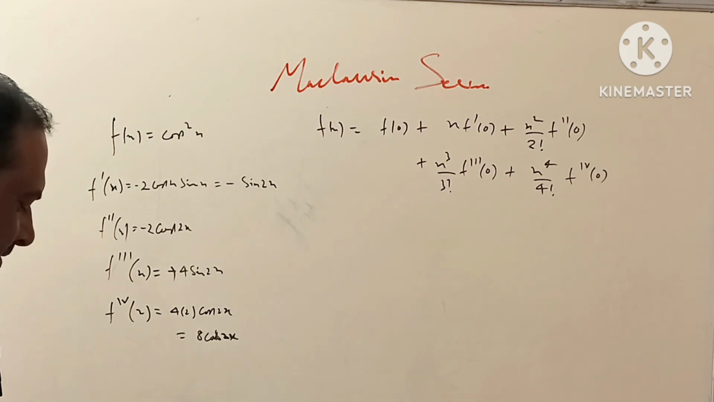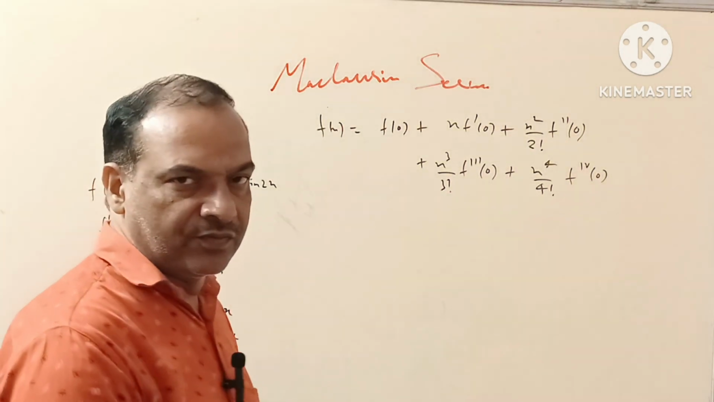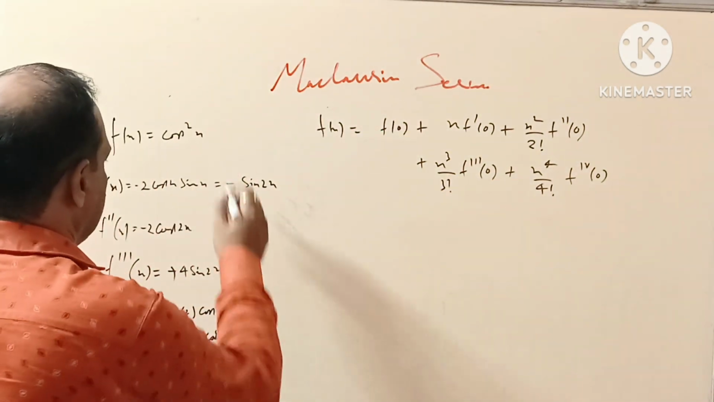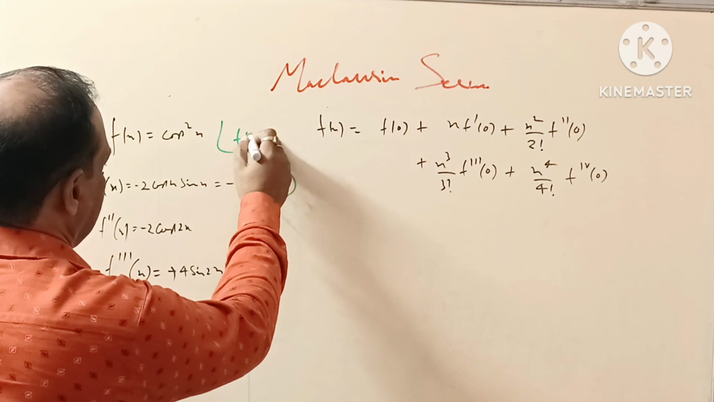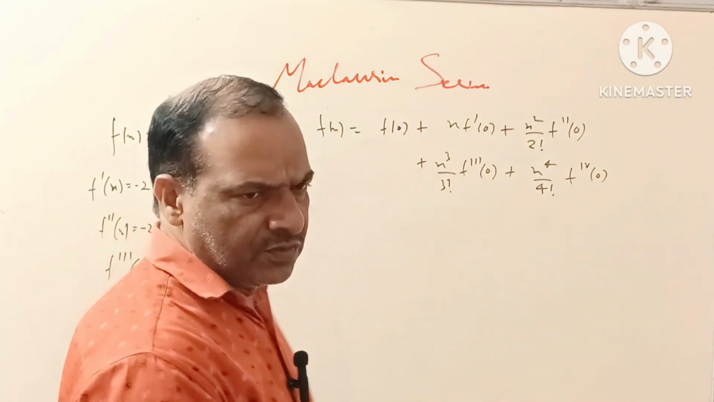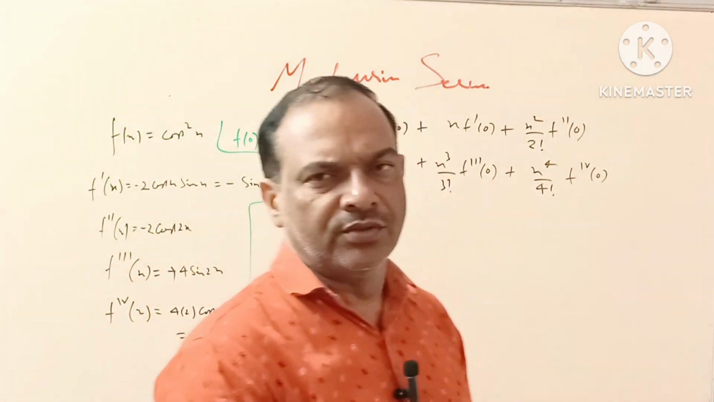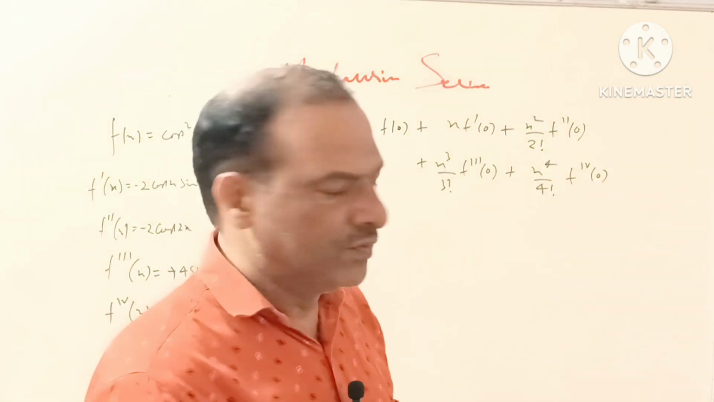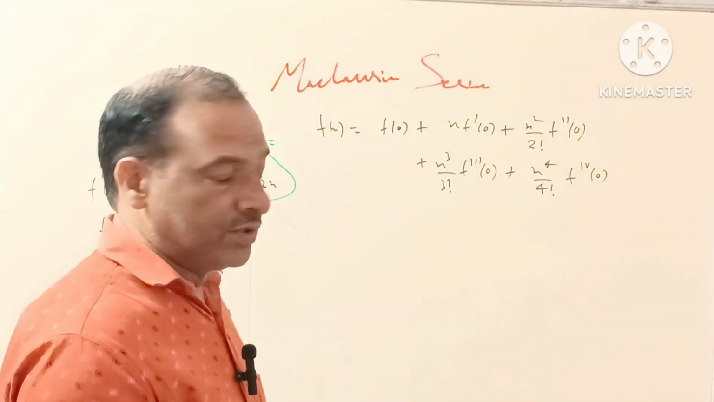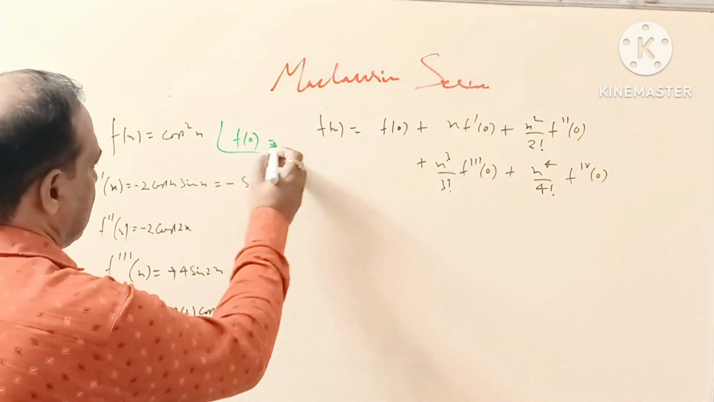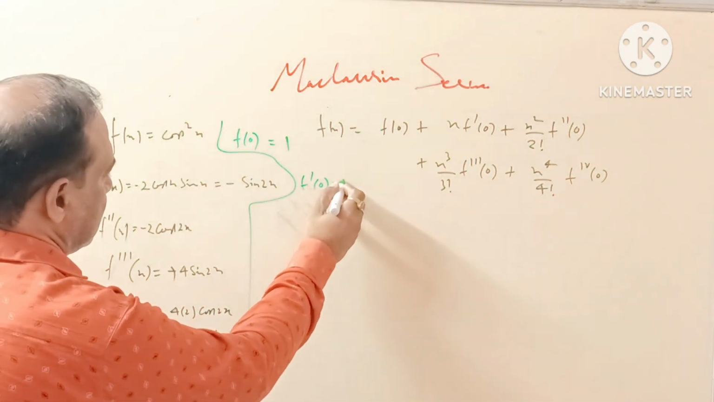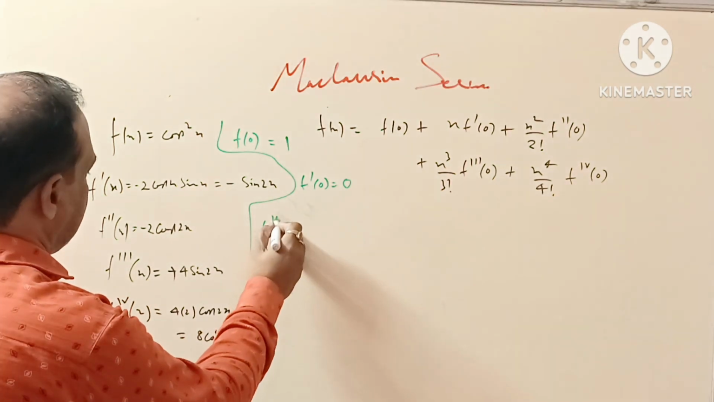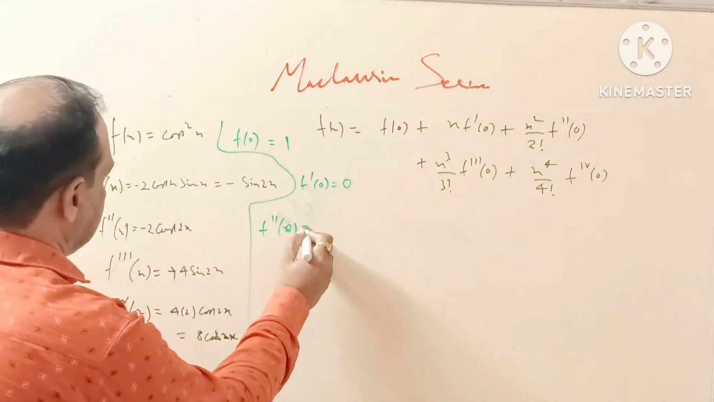Now the next thing is you have to find the values of f(0). Here f(0), we know the value of cos 0 is 1. In the earlier classes I have already told you the value of cos 0 is 1, and the value of sin 0 is 0. Now here f(0) is 1. Now here f'(0) is 0.